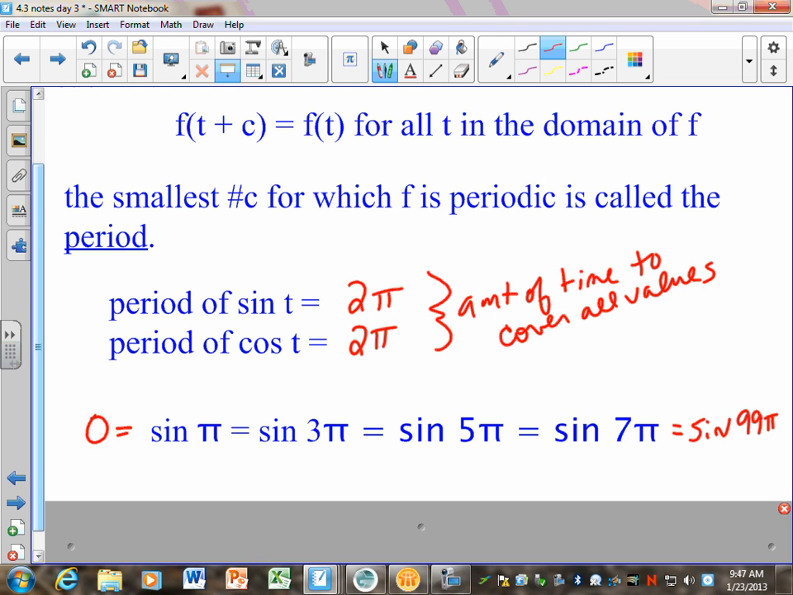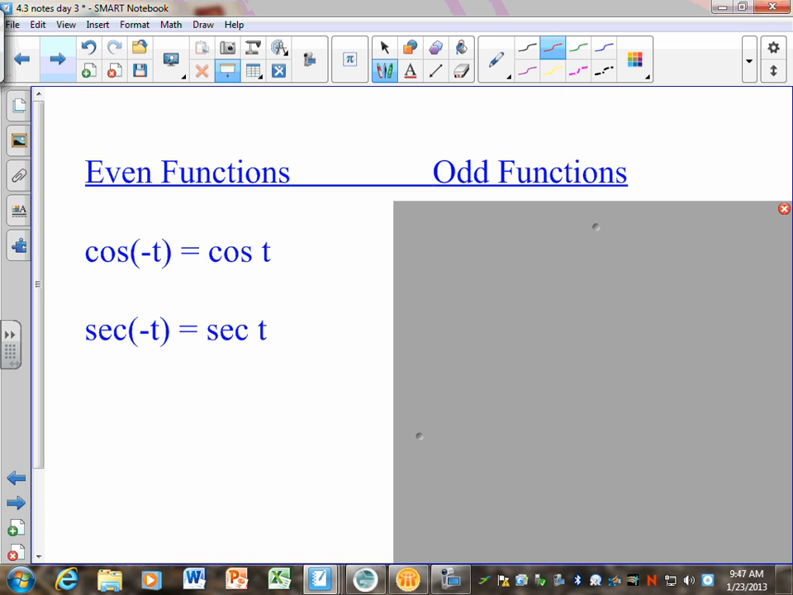One more thing. I think this might even be my last slide. Okay, maybe one more example after this.